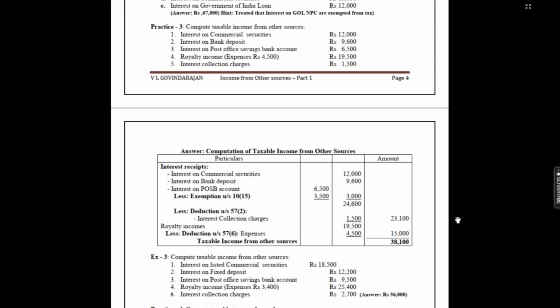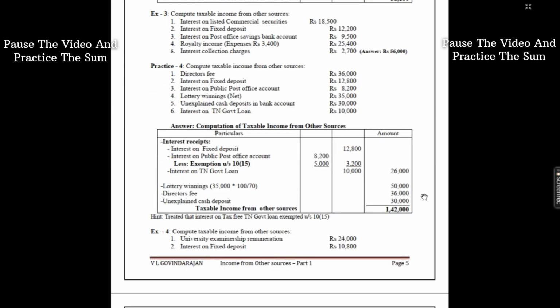Next, interest collection charges 1,500. Interest collection charges we can claim as a deduction from the interest receipts, so the balance only is taxable. In the same pattern, the listeners can practice exercise 3 and verify the answer. Now let me see practice 4.